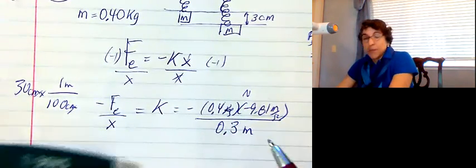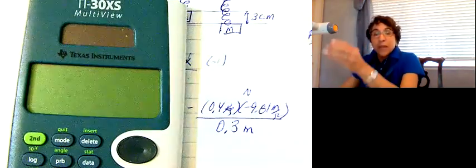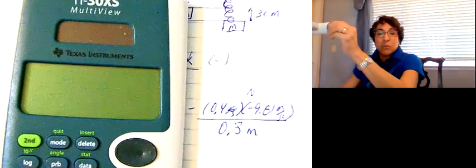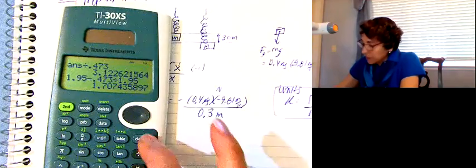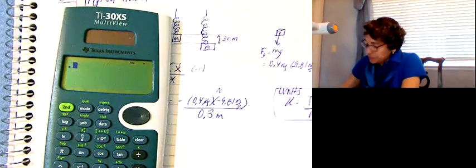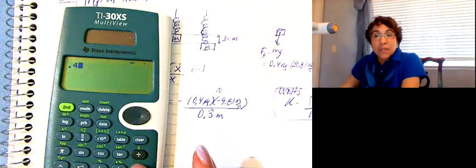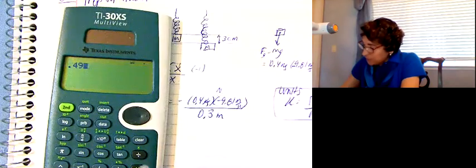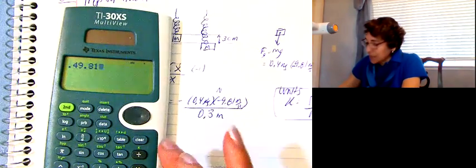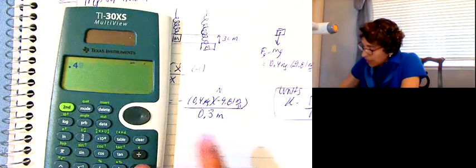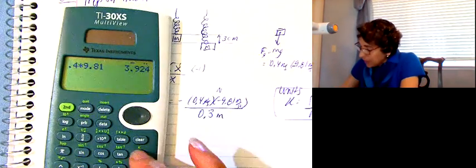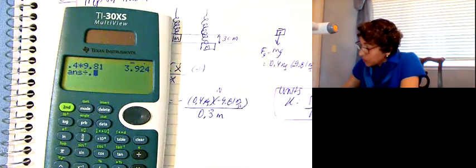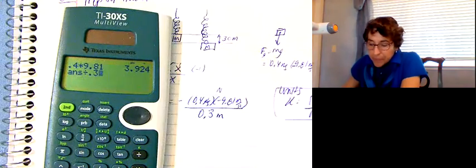Here is my calculator. All right, so let's do that. I think we were zoomed in maybe a little too much. Okay, here we go. So I have clear, 0.4 times 9.81. I can remember, 0.4 times 9.81. There we go. And divide that by 0.3 because it was 30 centimeters.